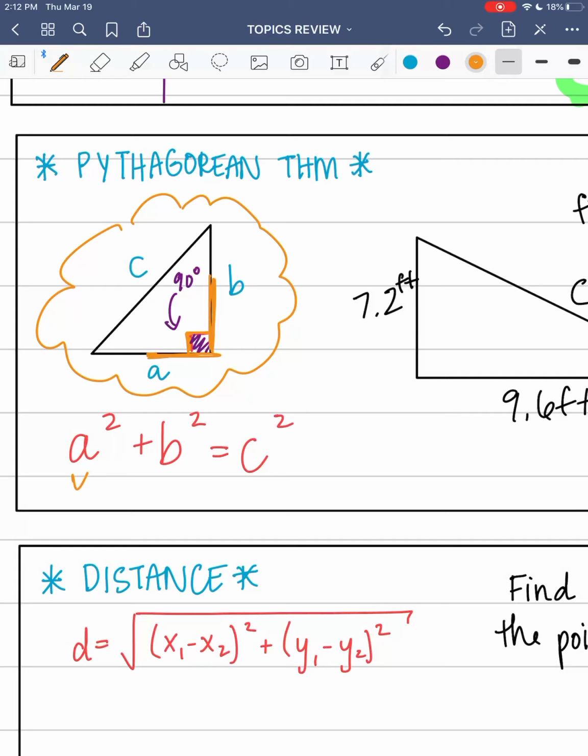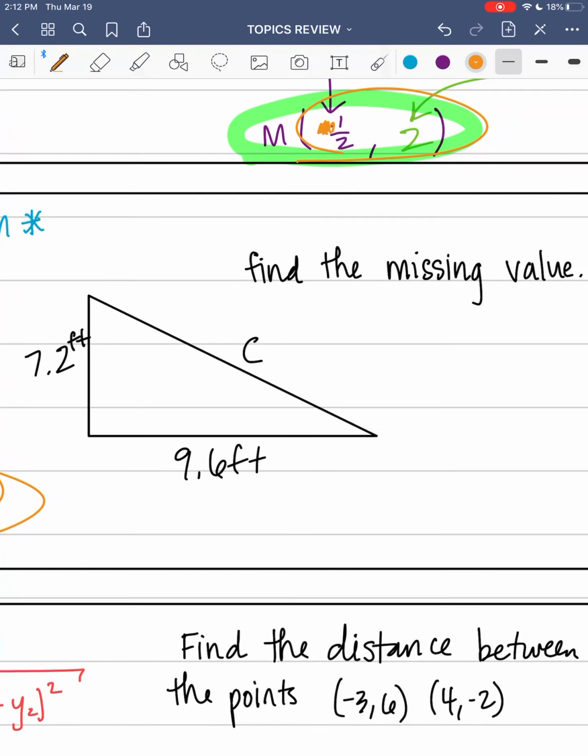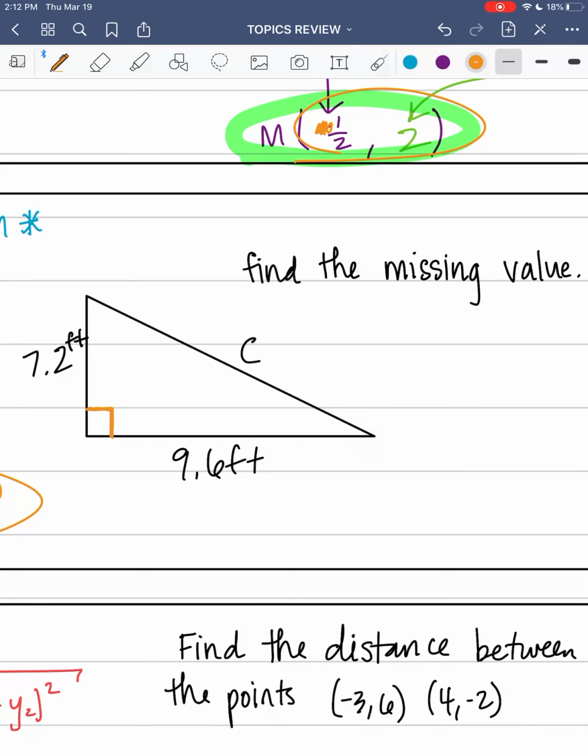If you square them and add them together, so A squared plus B squared, that is equal to the long side squared. So we have A squared plus B squared equals C squared. We love this formula. Okay, here we're going to try it. Here's our right angle, here's our 90-degree angle right here.